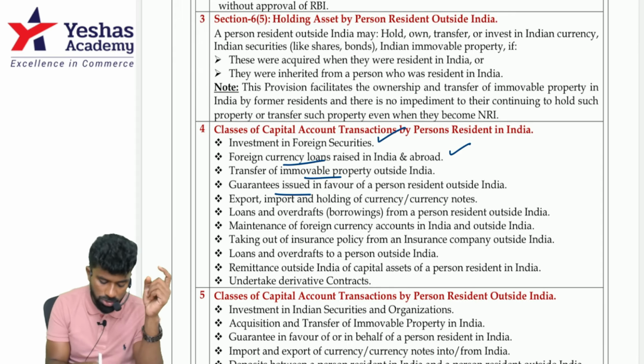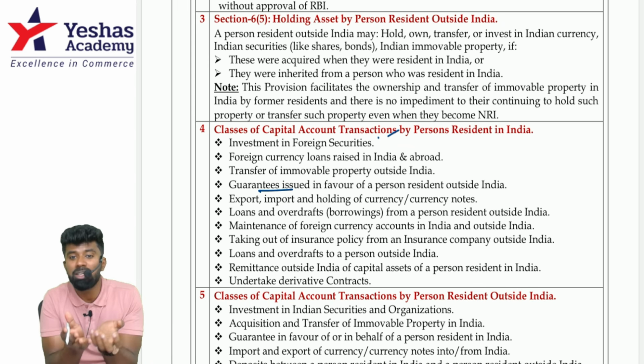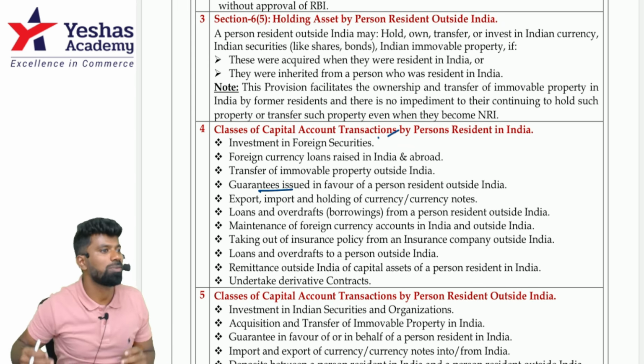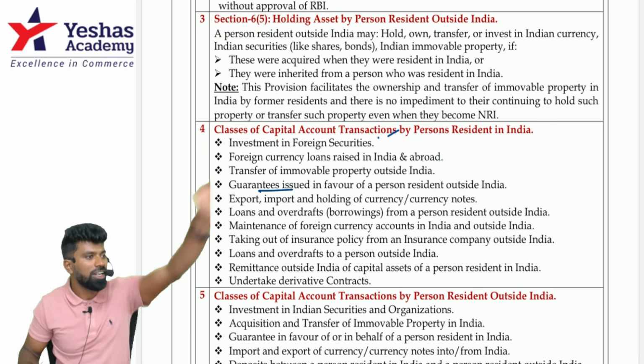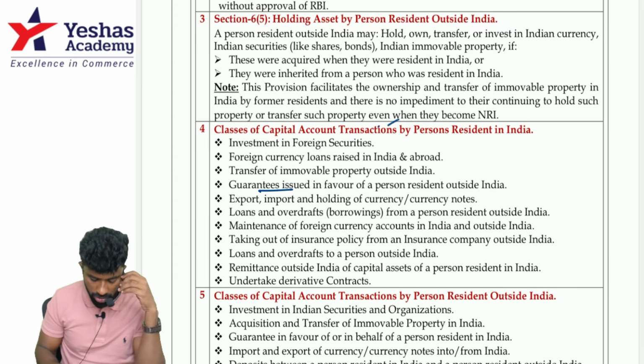Next one, guarantee issued in favor of what? Person resident outside India. Current account, capital account? Why? It creates what? Liability. What liability? Contingent liability. If he defaults, then you are liable to pay, right? Next one.